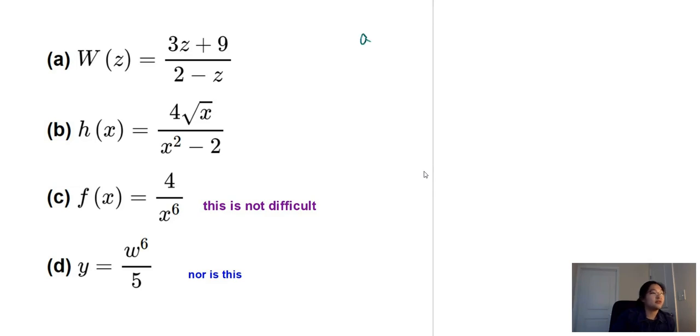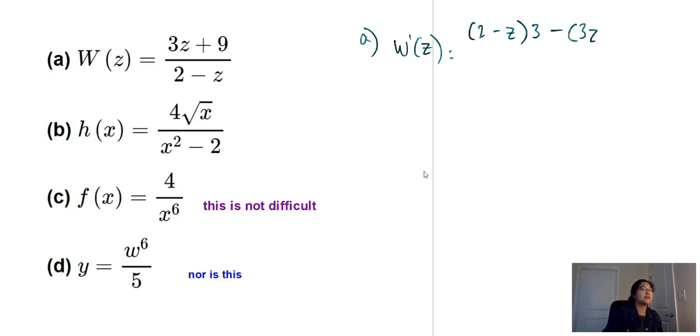So from A, what's w prime at z? Well, this is a quotient rule, so that's low d high, so 2 minus z, derivative of the numerator, which is just a 3, minus high d low, which is 3z plus 9, times the derivative of the denominator, which is just, oh, it's just negative 1, so I'm just going to throw a plus right there. All over denominator squared we go. And for good measure, let's just simplify that out.